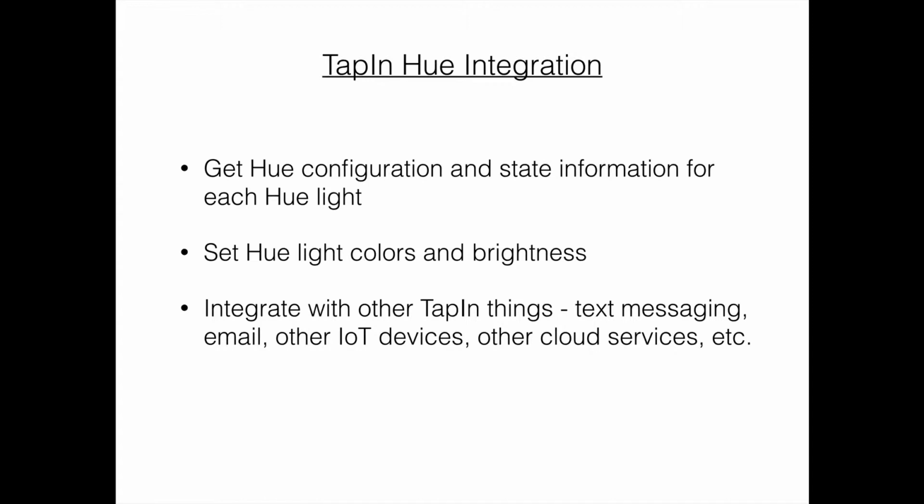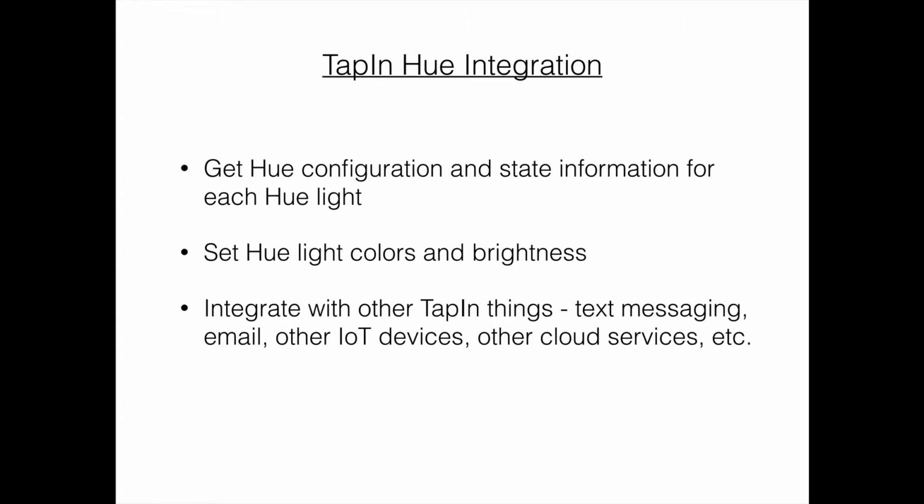When we talk about integrating with the Hue, we're talking about a couple of very specific functions. From a tap-in tap, what we can do is gather the configuration of a Hue light and get the state of it. For example, what the color is currently set to, whether it's on or off, etc. And from a tap, we can also set a Hue light's colors and brightness, so we can coordinate when to turn lights on and off through the tap.